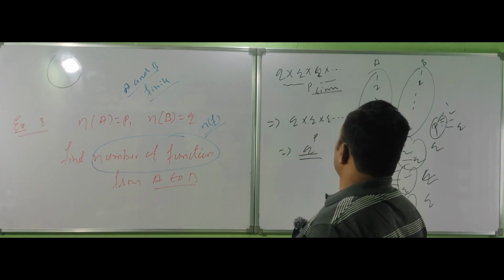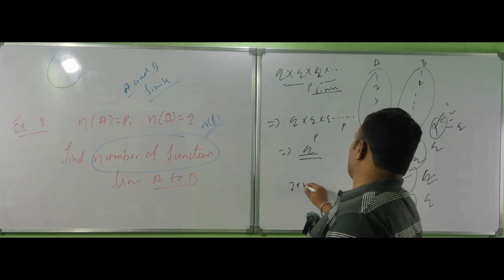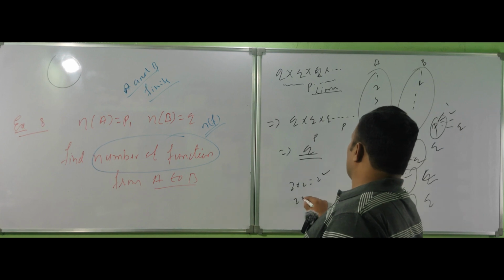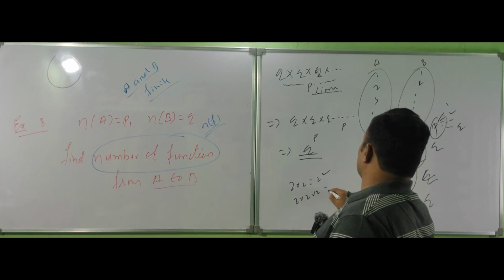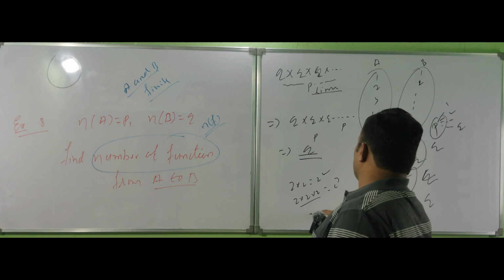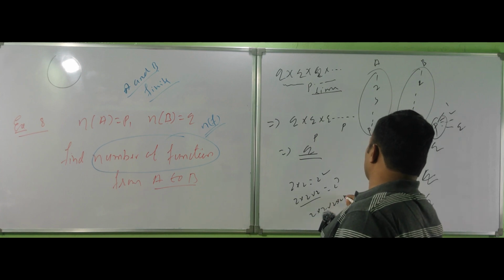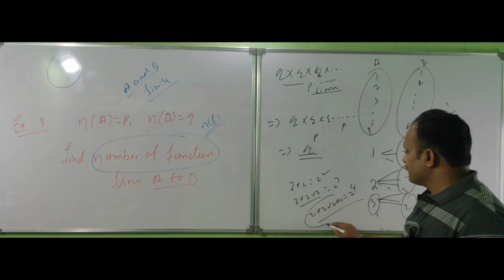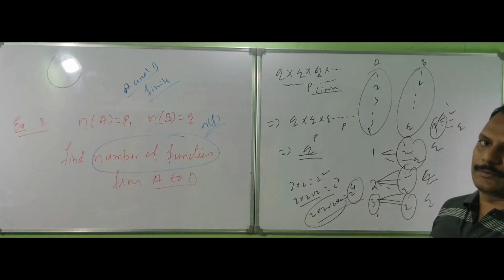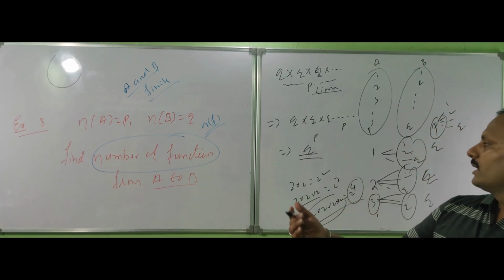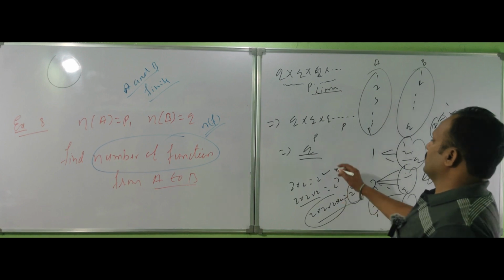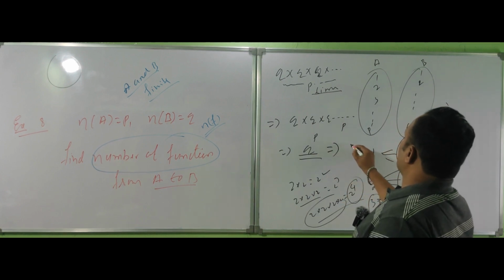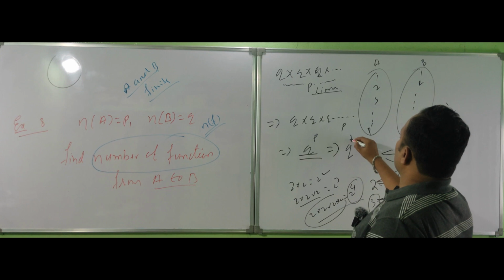power p. How? 2 into 2, we can write 2 square. 2 into 2 into 2, we can write 2 cube. 2 into 2 into 2 into 2, we can write 2 to the 4, the number of times of multiplication is raised as the power. This is the total number of relations: q to the power p.